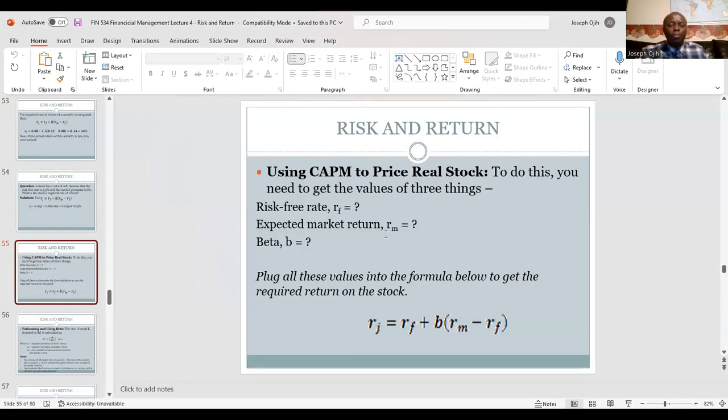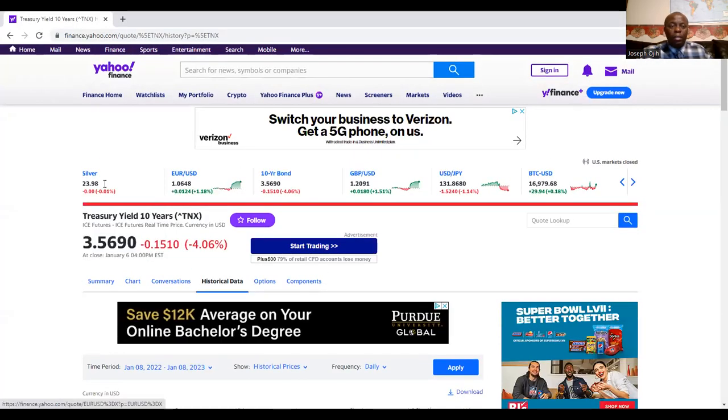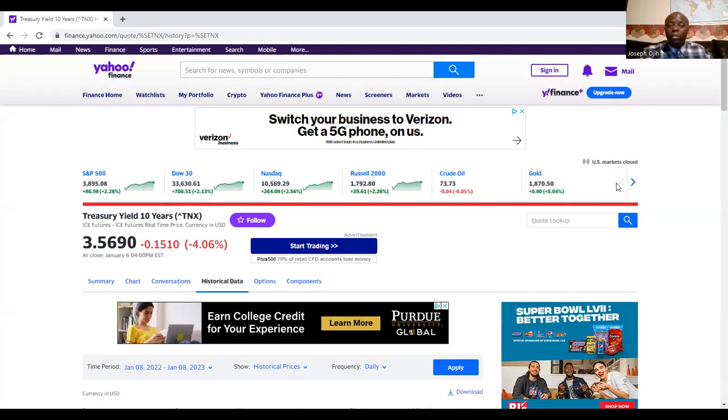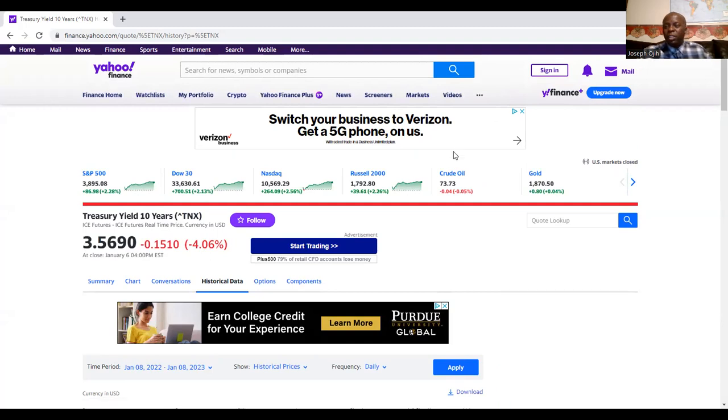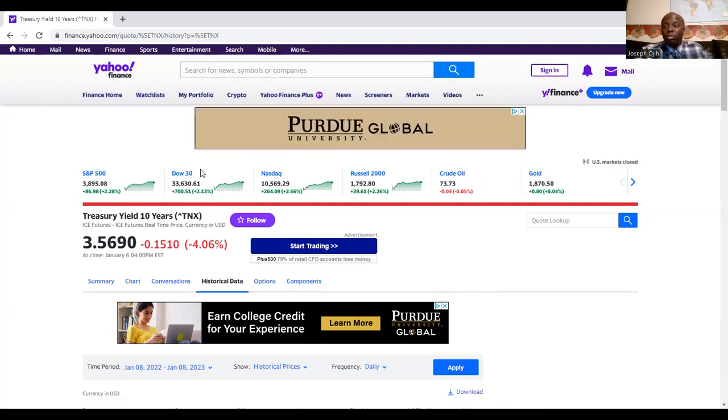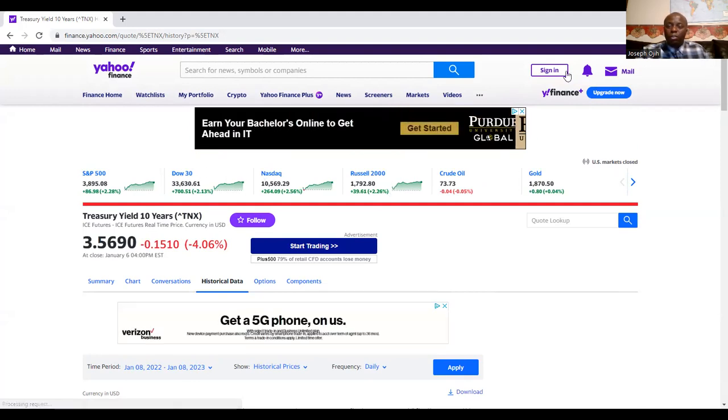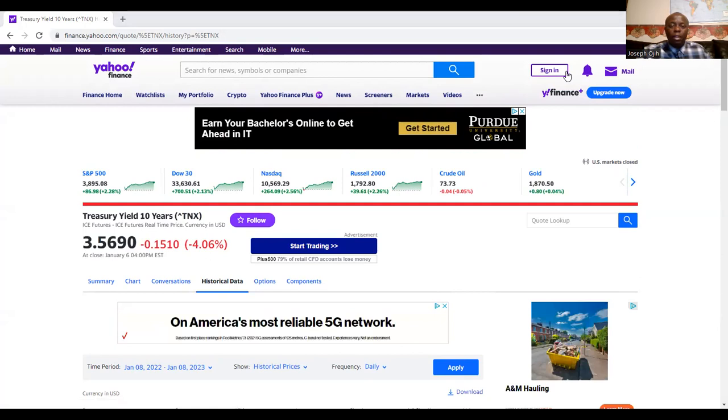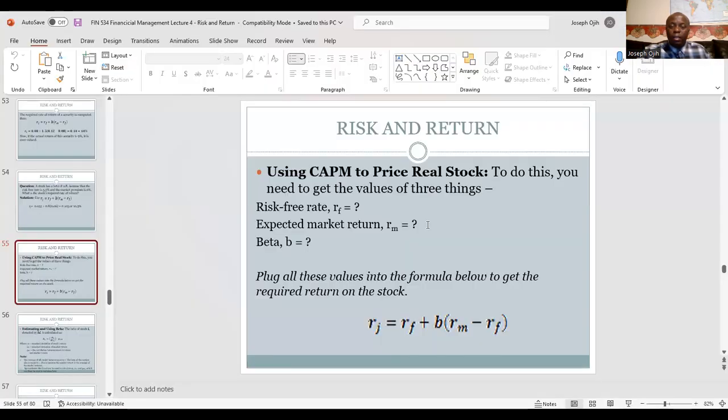Then for the expected market return, RM, you can use the return on any of the market indices. For me, I normally use the S&P 500, depending on the kind of company or stock that I'm working on. If I'm working on a technology stock, I can use the return on NASDAQ, which tracks tech stocks. If it's a manufacturing industry, I might use the return on the Dow Jones Industrial Average. Of course, I think you get the point. Now, you calculate the return and get it here.